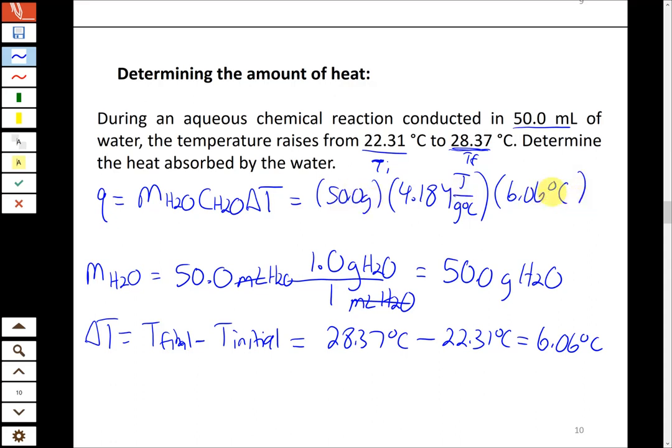So now we just need to multiply three numbers together, 50, 4.184, 6.06, and that gives us the number in joules, because our heat capacity is in joules, 1268. We didn't specify units in this problem, but very often in chemistry contexts, we'll want it actually in kilojoules instead of joules. It's just a more common unit for chemistry, so we have to divide this by 1,000 if we ask for kilojoules.